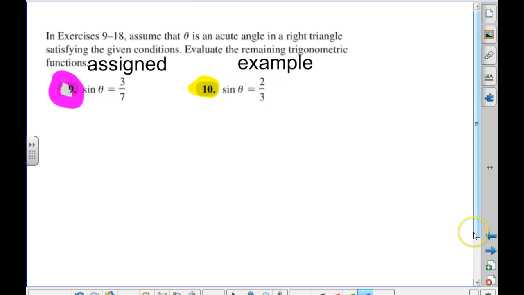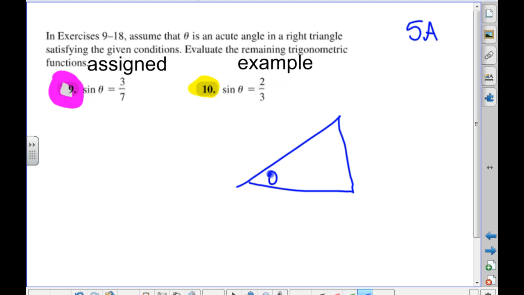All right, the next little section. I'm on the right page, guys. Okay, this is worksheet 5A, right? Okay, you are assigned number 9. I'm going to do number 10 real quick. Just draw a right triangle, guys. Mark the sine opposite and hypotenuse. Now you have to find all the rest of the trig functions. So do Pythagorean theorem here.